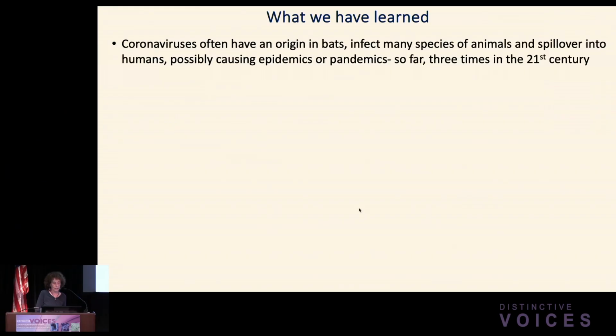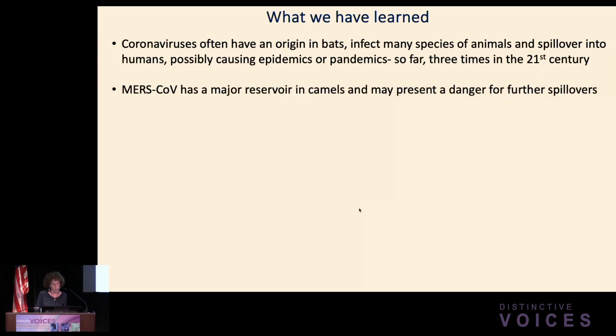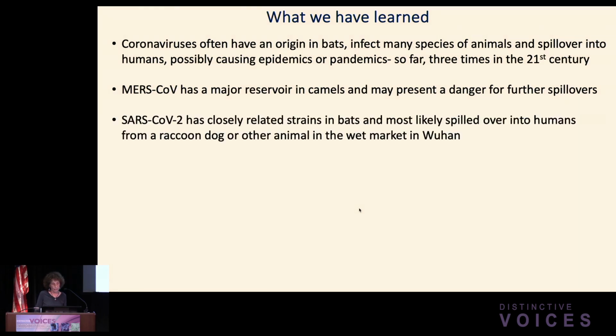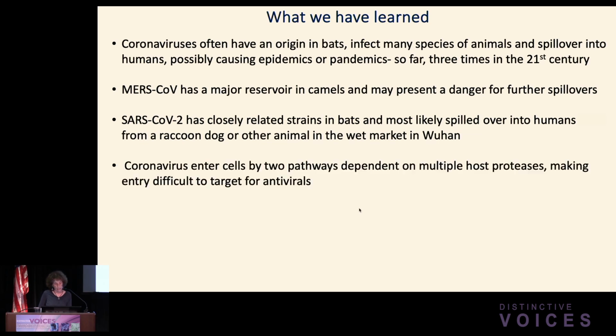I'll just summarize here. So coronaviruses often have an origin in bats, infect many species of animals, and spill over into humans, possibly causing epidemics or pandemics, so far 3 times in the 21st century. MERS coronavirus has a major reservoir in camels and may present a danger for further spillovers. SARS-CoV-2 has closely related strains in bats and most likely spilled over into humans from a raccoon dog or other animal in the wet market in Wuhan.